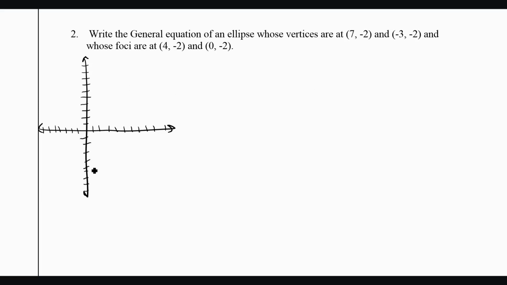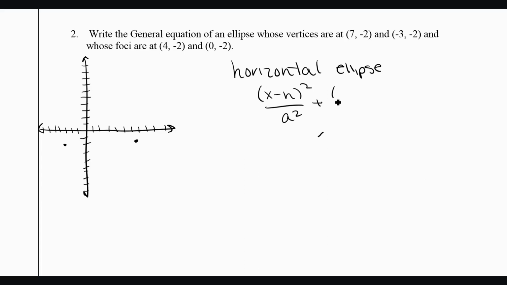Okay, so our vertices are at 7, -2 and -3, -2. Now, since our vertices are horizontal from each other, that tells us that we're going to have a horizontal ellipse. Now, we can see it's not going to be centered at the origin, so we know that this will be of the form x minus h squared over a squared plus y minus k squared over b squared equals 1.